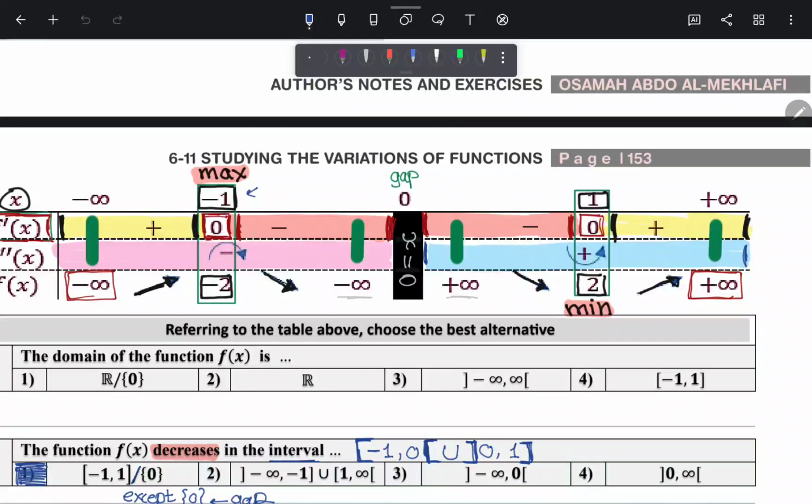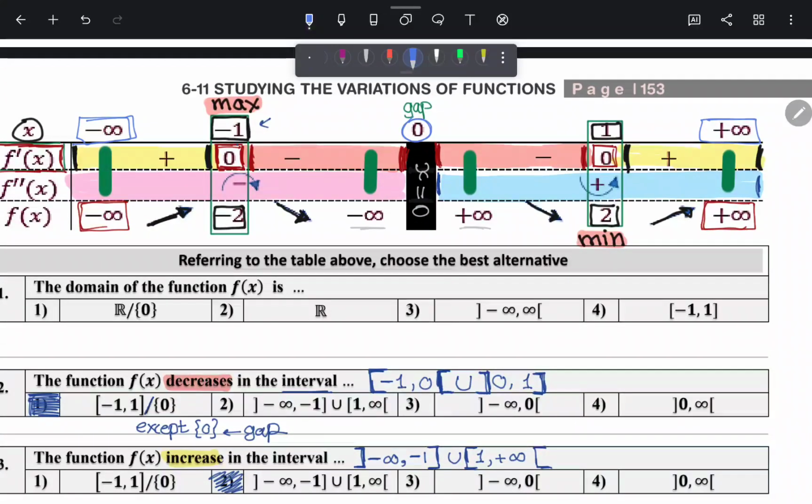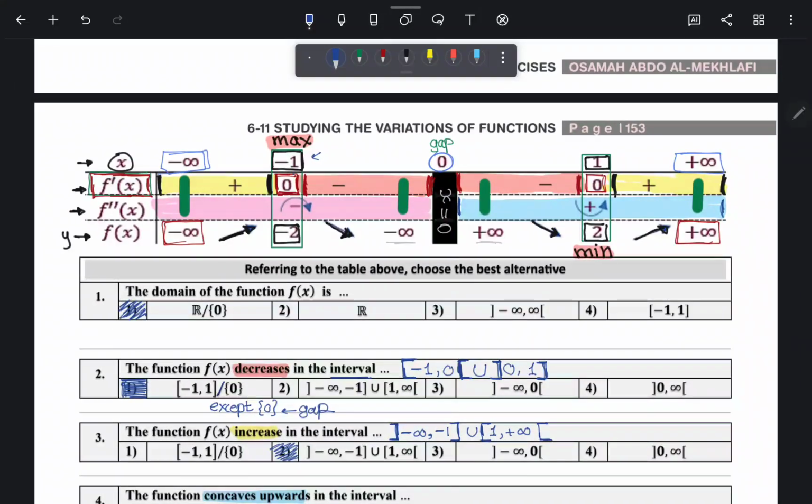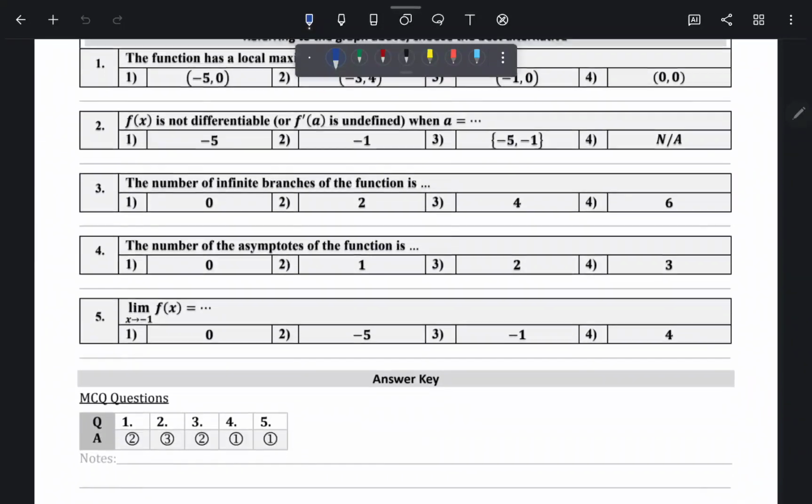Where did the domain start? From minus infinity until positive infinity, except the gap which is at 0, so R except 0. That's the domain. These are all the possible questions that they might ask you with tables. Let's move on to the second type.